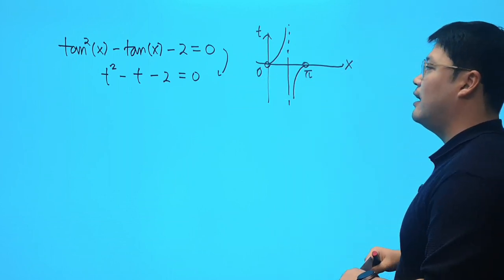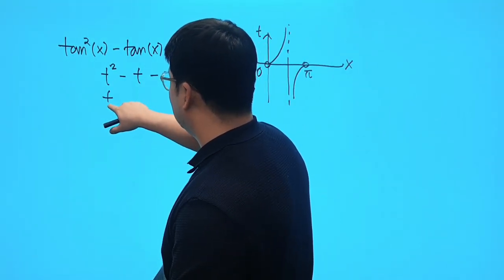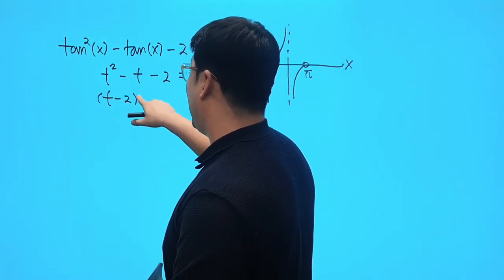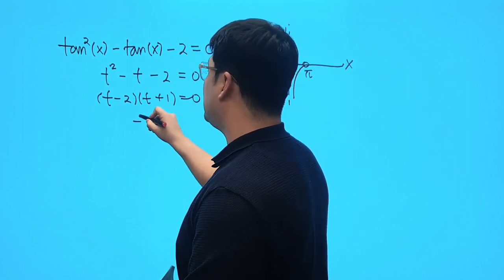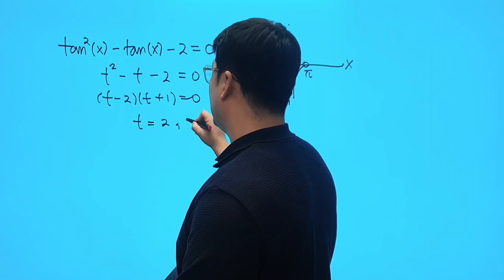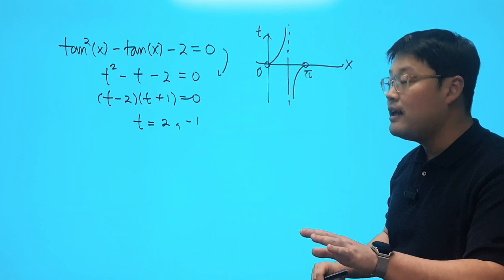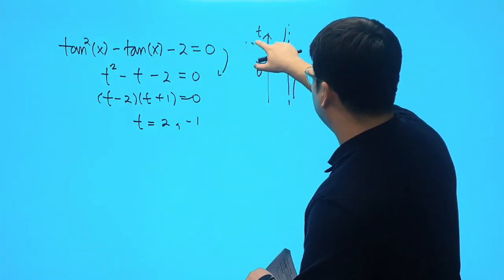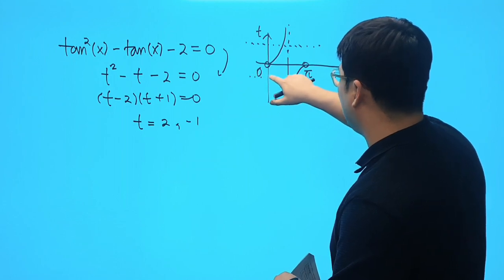Let's check how many solutions we get. So let's solve this. We have t minus 2 and t plus 1 equaling 0. In other words, t is supposed to be either 2 or negative 1. Now that means we need to draw a horizontal line at t equals 2, and we can also draw another horizontal line at t equals negative 1.